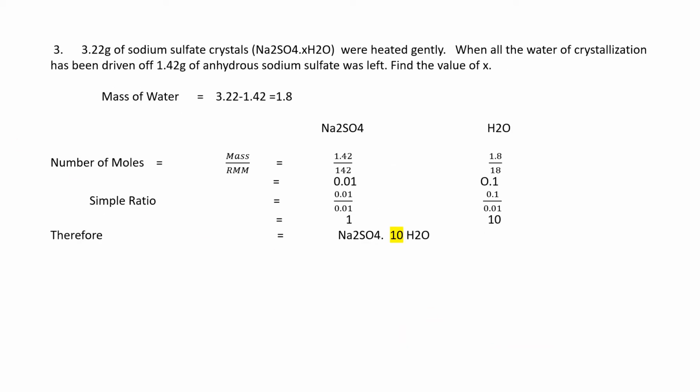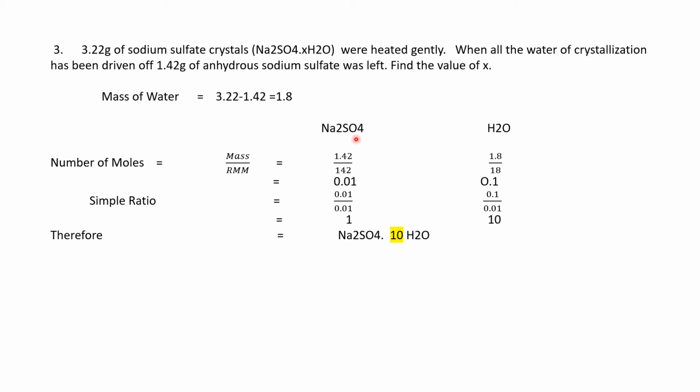In this particular sum, 3.22 grams of sodium sulfate crystals were gently heated. When all the water of crystallization had been driven off, the mass of sodium sulfate was 1.42 grams. Knowing the mass of the hydrated crystals and the mass of the anhydrous sodium sulfate, we can find the mass of water. Knowing the mass of water and the mass of anhydrous salt, we can just put the headings Na2SO4 and H2O.